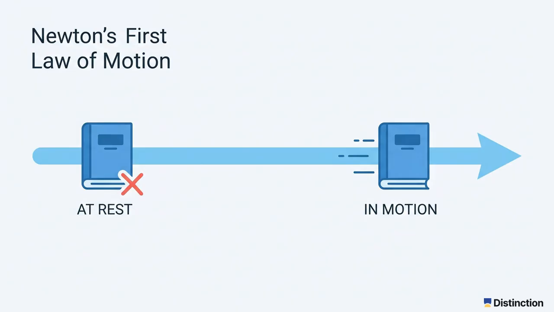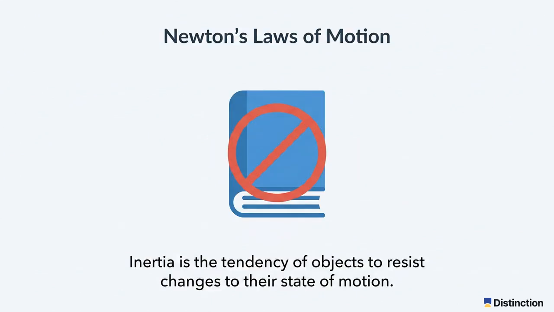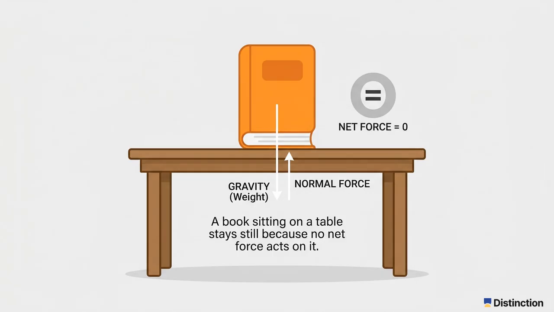The first law states, an object at rest stays at rest, and an object in motion stays in motion at constant velocity unless acted upon by an external net force. Inertia is the tendency of objects to resist changes to their state of motion. For example, a book sitting on a table stays still because no net force acts on it.